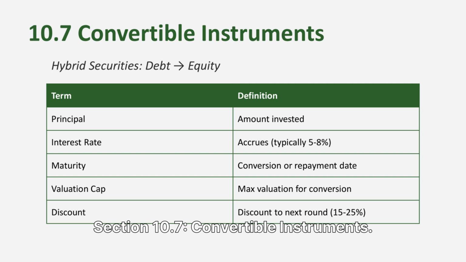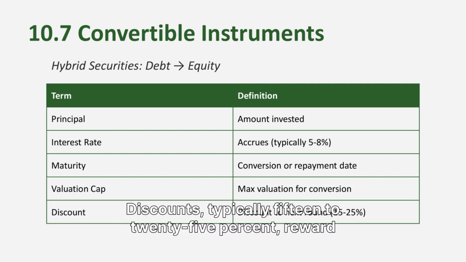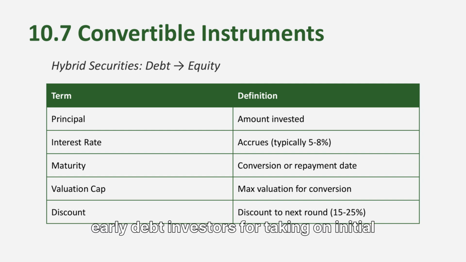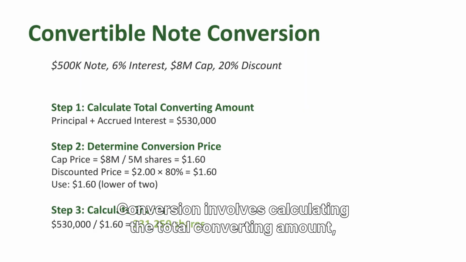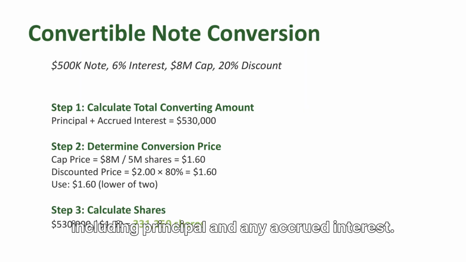Section 10.7, Convertible Instruments. These hybrid securities start as debt but can convert into equity. The valuation cap is critical, setting the maximum price at which the debt converts into ownership shares. Discounts, typically 15 to 25%, reward early debt investors for taking on initial risk. Conversion involves calculating the total converting amount, including principal and any accrued interest.